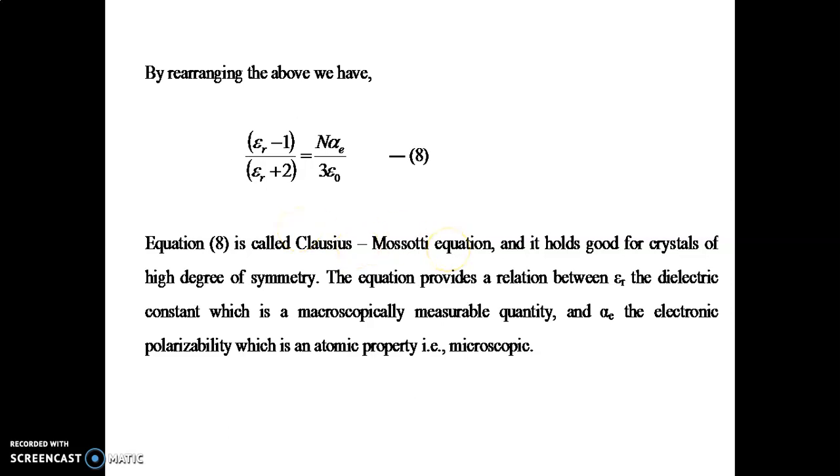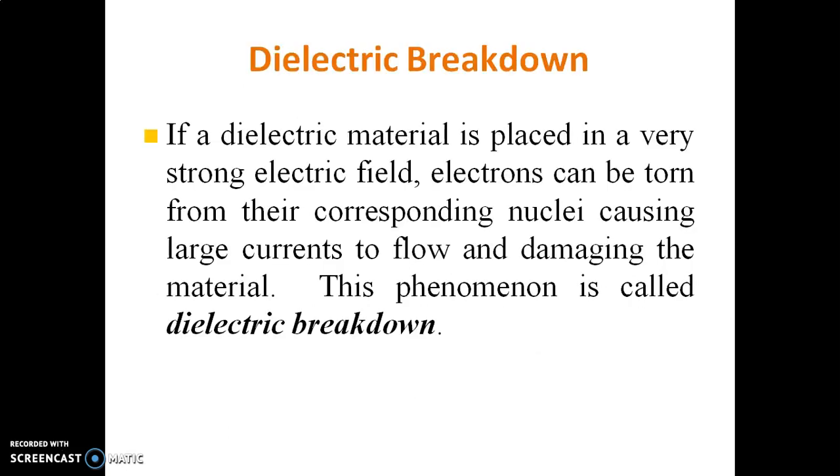The equation provides a relation between epsilon r, the dielectric constant, which is a macroscopically measurable quantity, and alpha e, the electronic polarizability, which is an atomic property, so microscopic. So, this is all about the derivation of the Clausius-Mossotti equation. Clear? In the next video we can discuss the dielectric breakdown concept. Till then, you can practice these two derivations. Okay. Thank you.